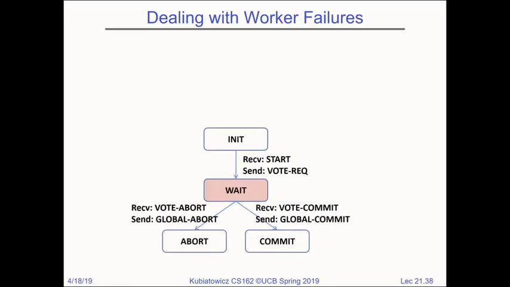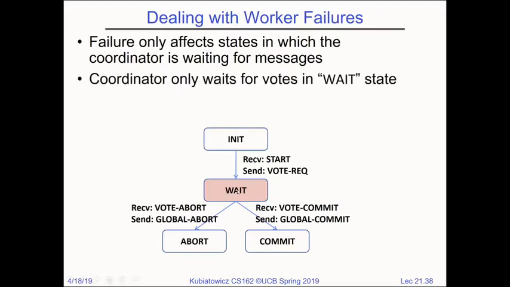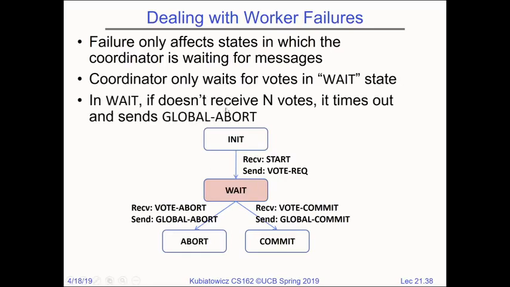So here's an example of failure, okay, where it only affects the states in which the coordinator is waiting for messages. So here, the coordinator is in the wait state. Coordinator only waits for votes in the wait state. And if it doesn't receive n votes, it times out and sends global abort to everybody. Okay, so this is a good situation where maybe one of the members dies and never responds at all.